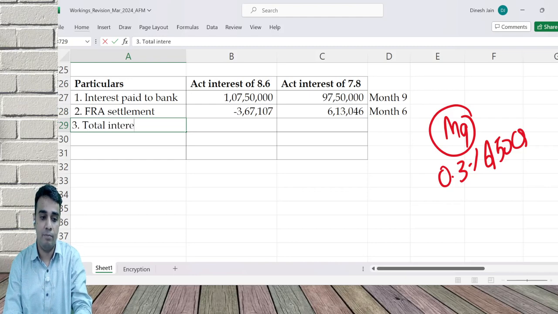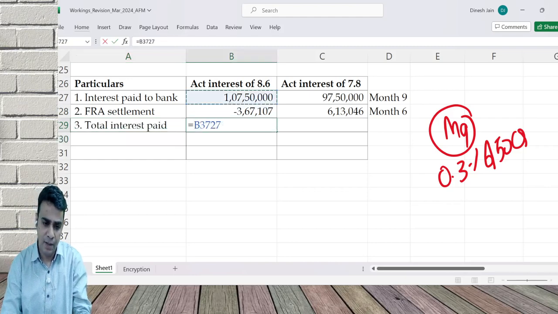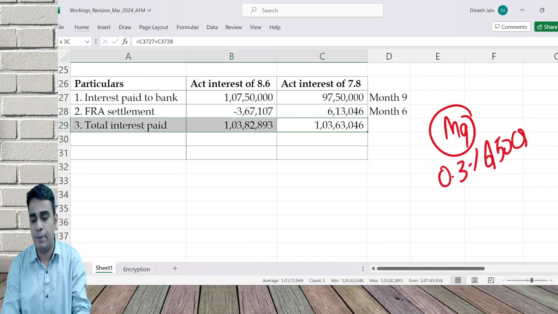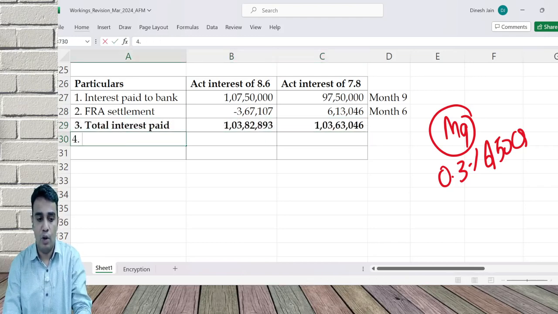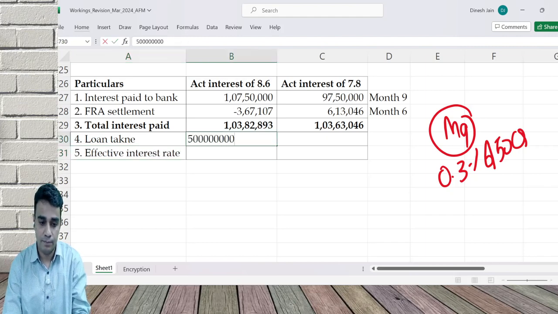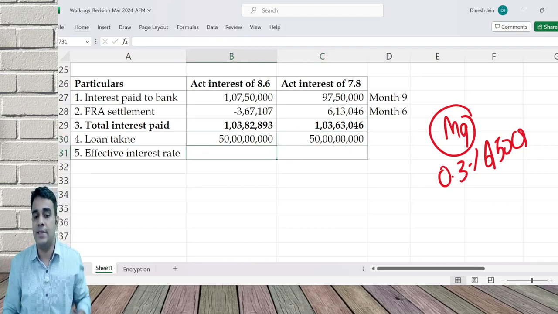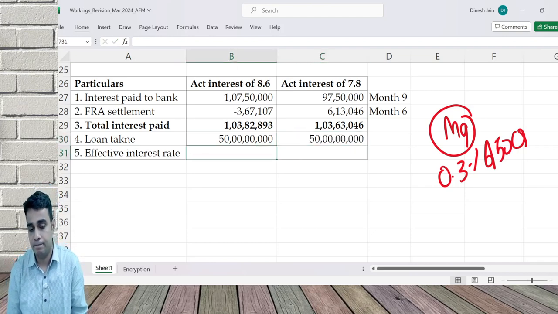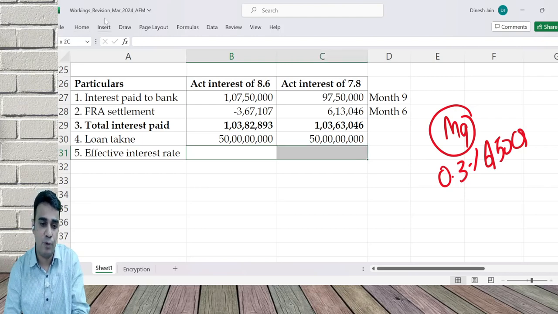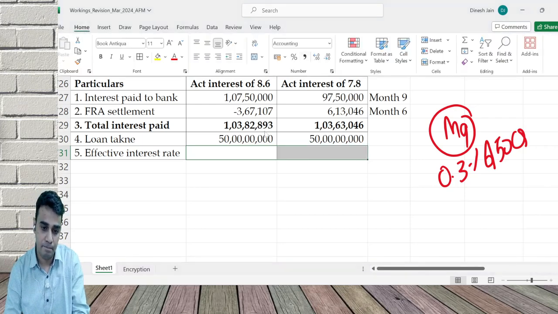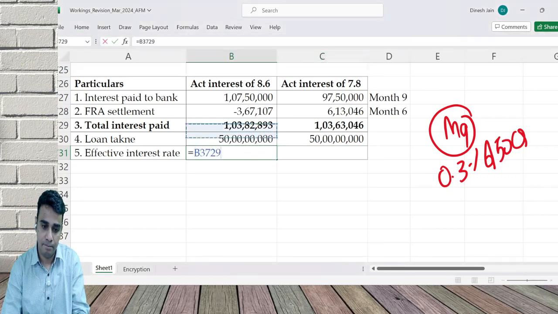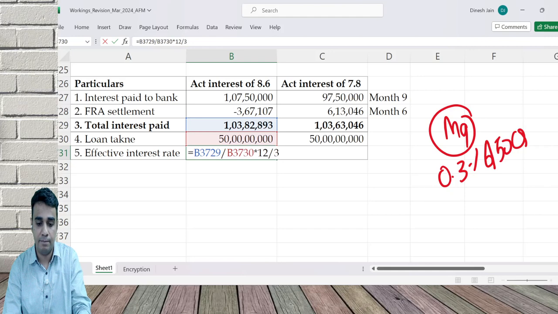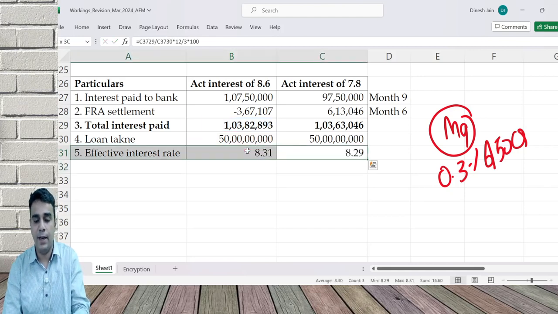Total interest paid. You complete whatever I'm telling you, then I'll explain one concept. Loan taken and effective interest rate. Loan taken is 50 crore. Effective interest is interest paid by 50 crore into 12 by 3. Both should be same. Some difference will be there, I'll explain. This divided by 50 crore into 12 by 3. 8.31, 8.29.